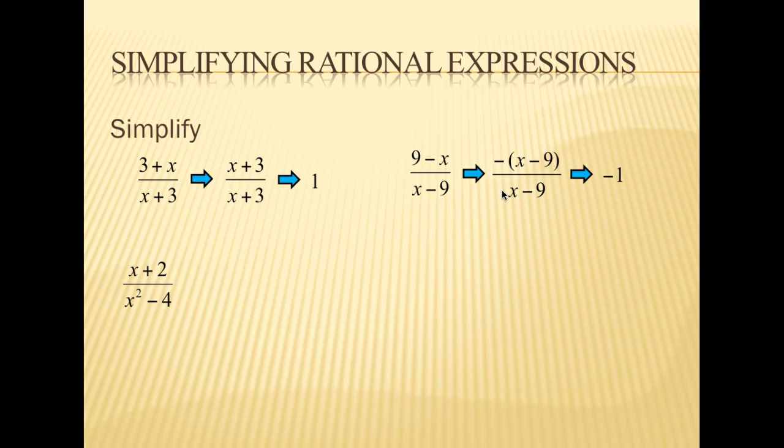In this case, remember, the first thing you want to do is factor if you can. So I can factor my denominator to x plus 2 times x minus 2. Then I can reduce x plus 2 and x plus 2 to 1. And I'm left with 1 over x plus 2.